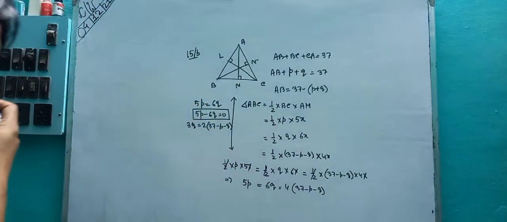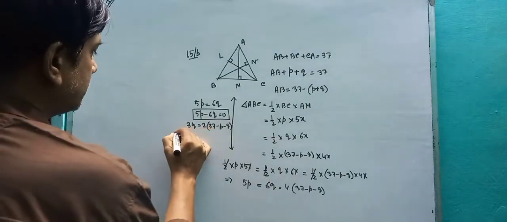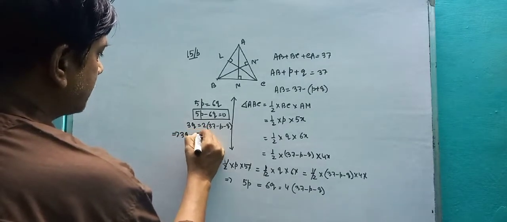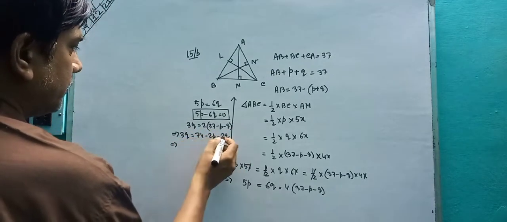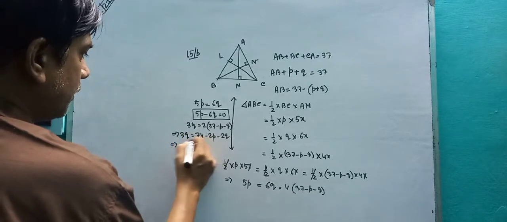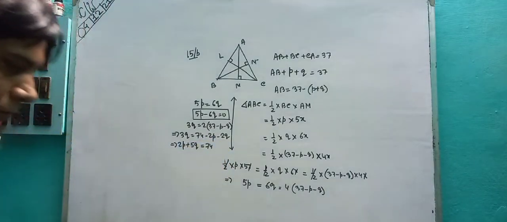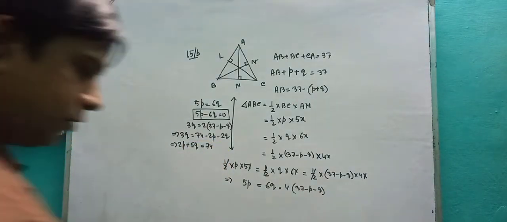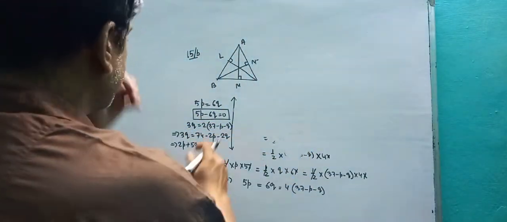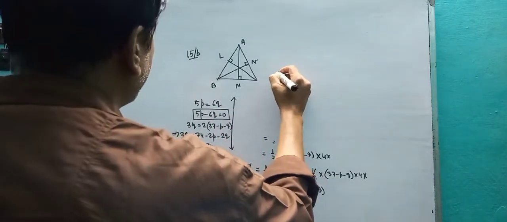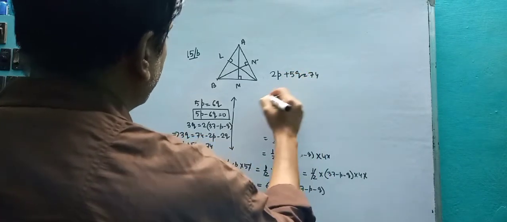So 3Q. Okay. Now multiply it. 3Q equals 74 minus 2P minus 2Q. So 2P plus 5Q, this valuation you get is 74. Okay, now we are getting the answer. 2P plus 5Q is equal to 74.